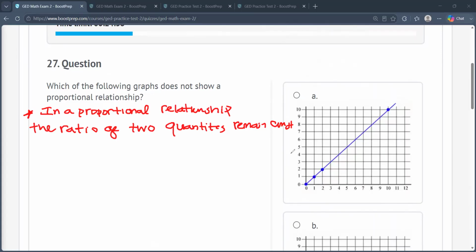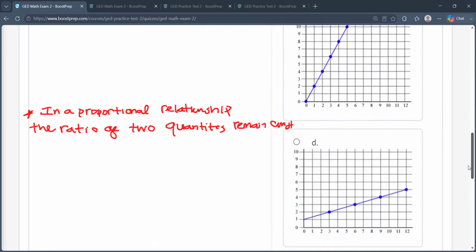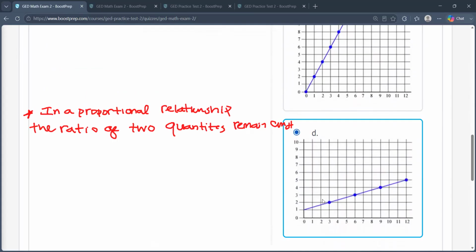What you've got to do is look at the coordinates. So it's letter D. This letter D is the only one that isn't proportional. So why isn't it proportional? Isn't it linear, and isn't the slope the same? Yes, I checked this one and the slopes are definitely the same. But that doesn't really matter in a proportional relationship. What matters is the coordinates. So this is why it's D.